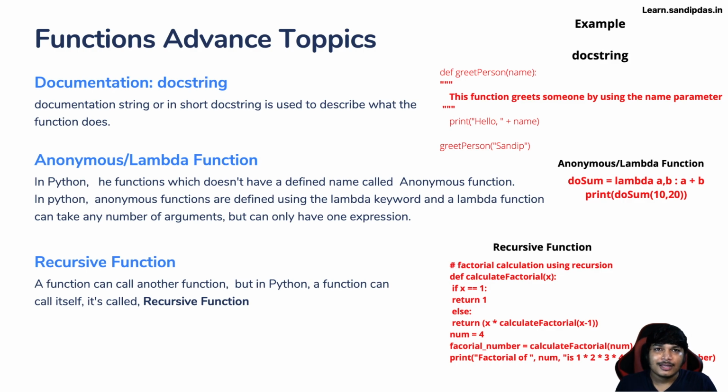Okay. Now the second one is the anonymous or lambda function, and this is very important. In Python, a function which doesn't have a defined name is called an anonymous function, and this anonymous function is defined using the lambda keyword. A lambda function can take any number of arguments, but there is a limitation: it can only have one expression. Now let me show you an example, it will be much clearer that way.